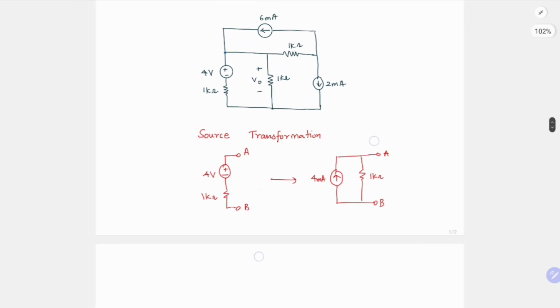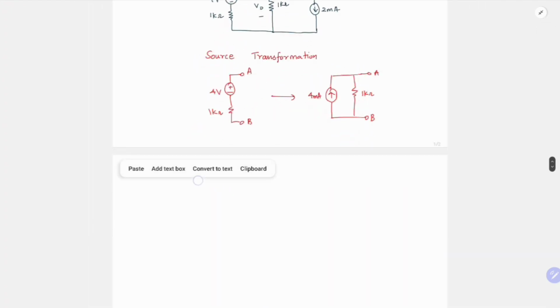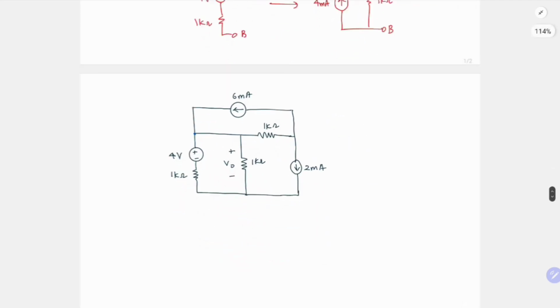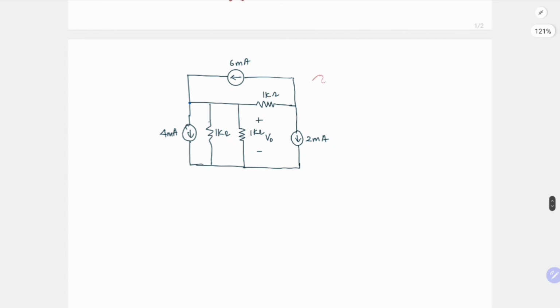So can I now redraw this in this format? Okay, let's do that. So here we'll remove this and replace it with the current source of 4 milliamp in parallel with the 1 kilo ohm resistor. This VO I'll write on the other side, so plus minus VO. So now if you see, in this direction we have 6 plus 2, 8 milliamp going here.